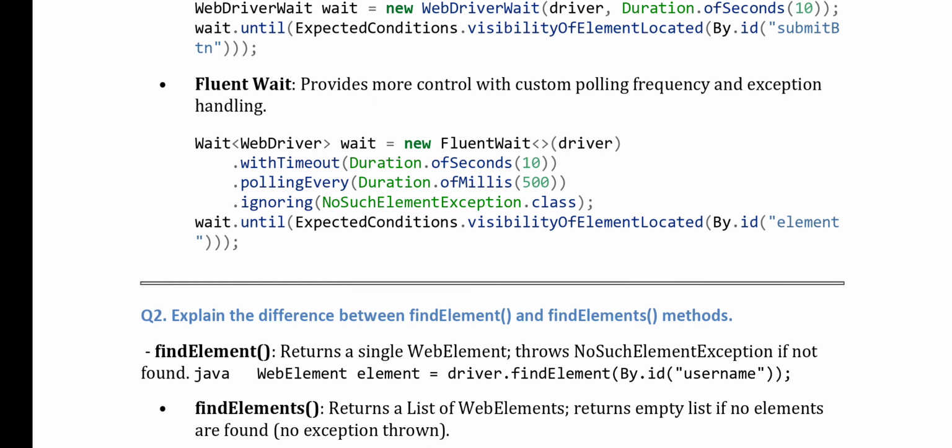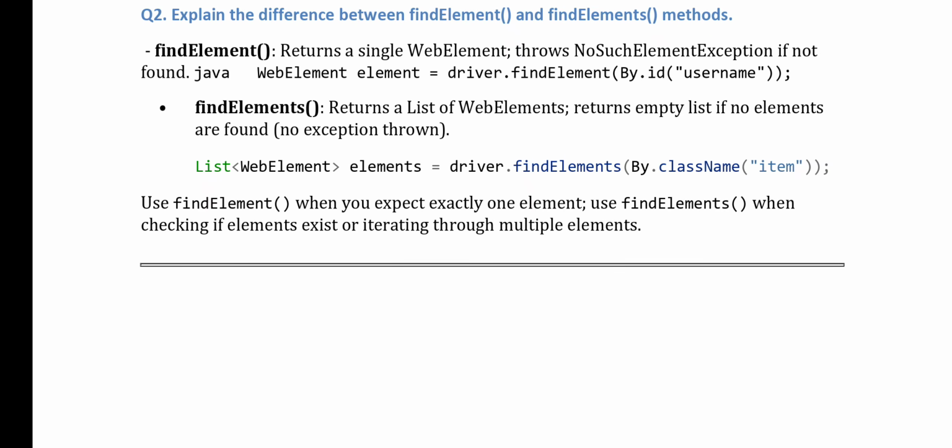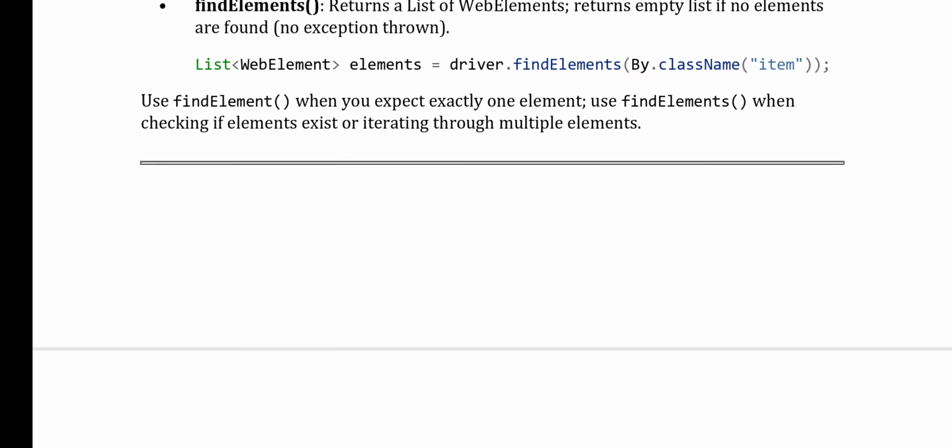Can you explain the difference between find element and find elements methods? The findElement method returns a single web element and throws NoSuchElementException if the element is not found, whereas findElements returns a list of web elements and returns an empty list if no elements are found, and no exceptions are thrown. That's the core difference between findElement and findElements. I have given a syntax on how findElement and findElements should be represented in code. Please do check it out.